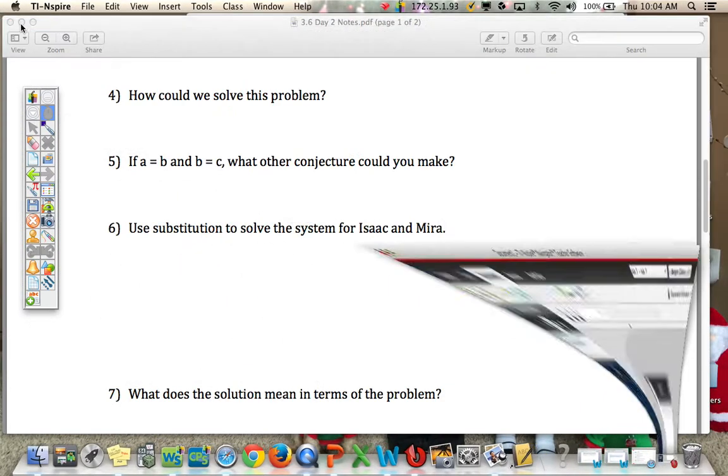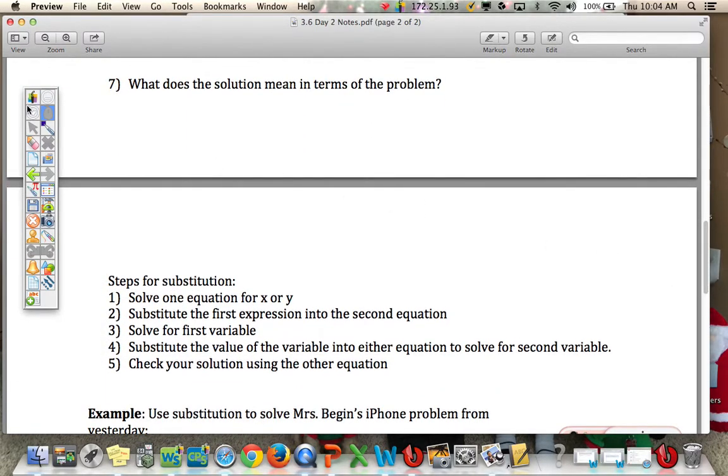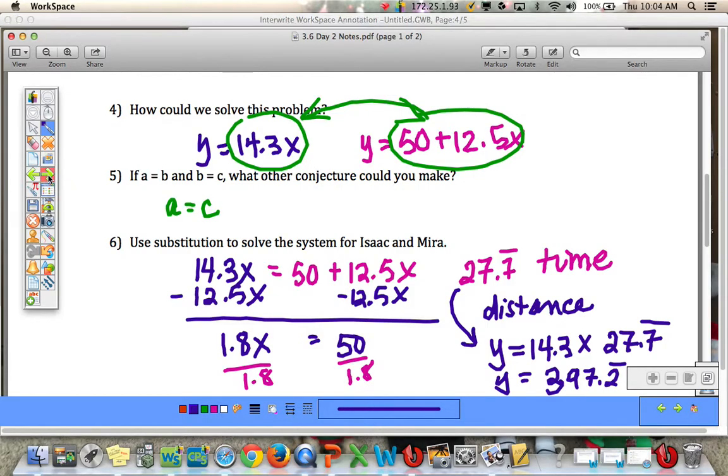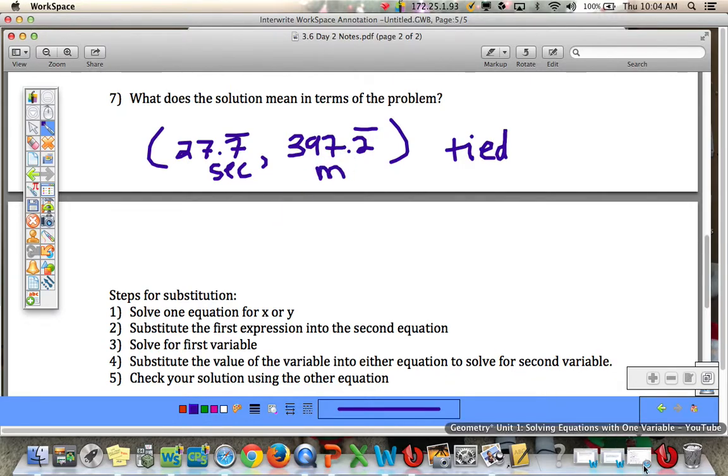So in terms of the problem, again, it means at 27.7 seconds at a distance of, what was it, 397.2 meters. They are tied. So if Mira wants to win the race, she would make the race shorter, because that's when Isaac finally catches up to her. All right, we can do that on the graphing calculator.